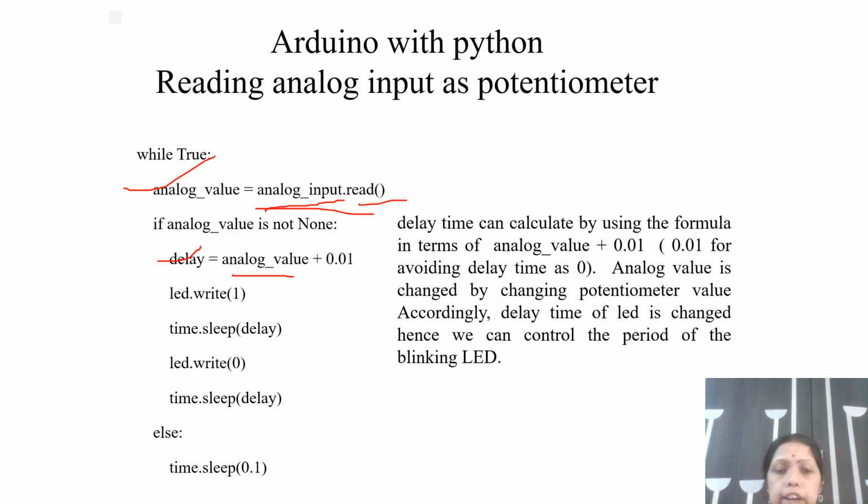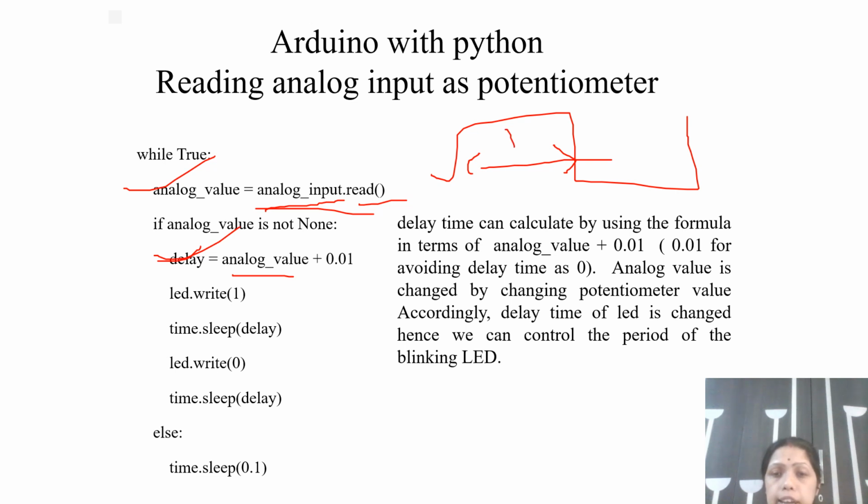Then LED dot write, and after that it will be turned off for a certain period of time. So this is turn on and turn off, and this is the delay. Whatever potentiometer data is there, if we add 0.01 each time, we will get a delay time. So if you change the potentiometer data, the delay time will also change.